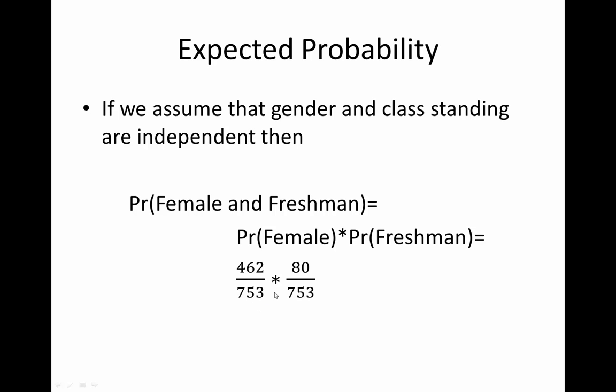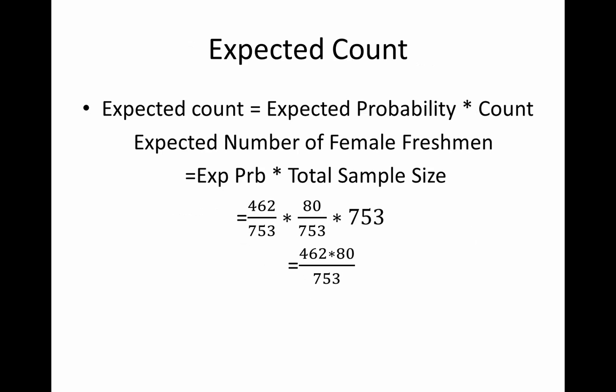I could turn that into a percentage, but I don't really care what it is right now. I'm just going to leave it as a fraction, because we can write probabilities as fractions. The probability that the random person that I grab is a freshman is 80 out of 753, because 80 of them are freshmen out of the 753 total people. Whatever this number is, we'll just leave it like this. So we have 462 divided by 753 times 80 divided by 753. It's some number. We don't really care what it is at this point.